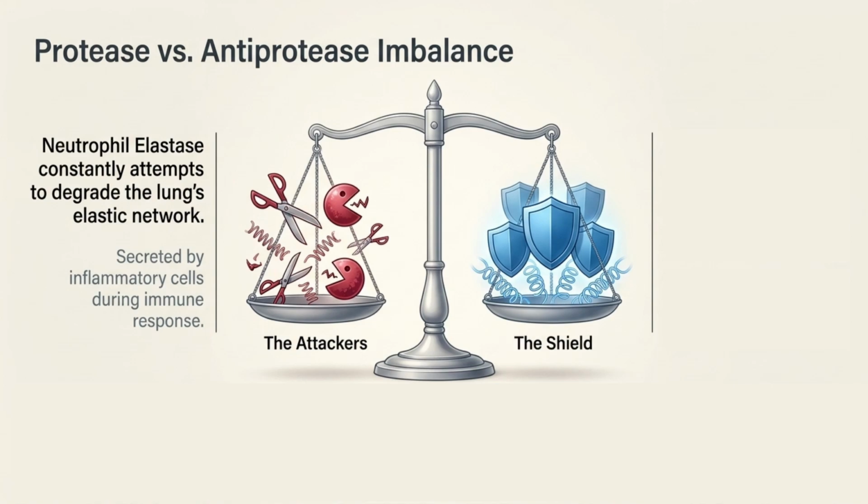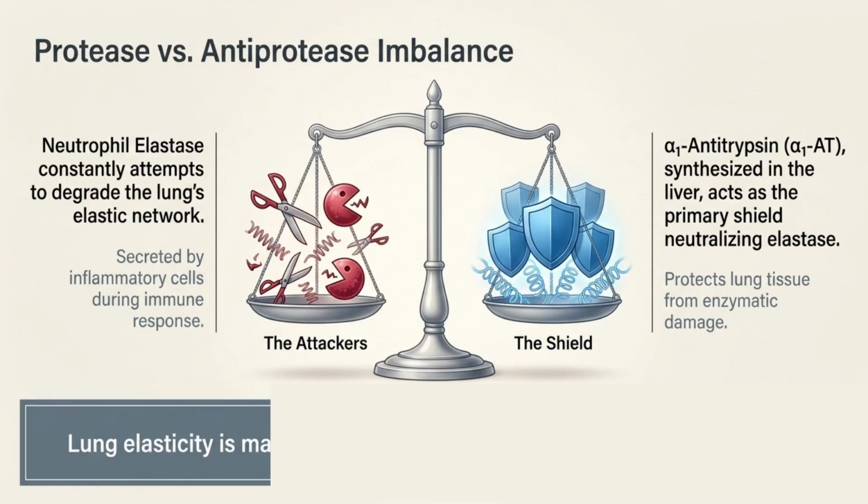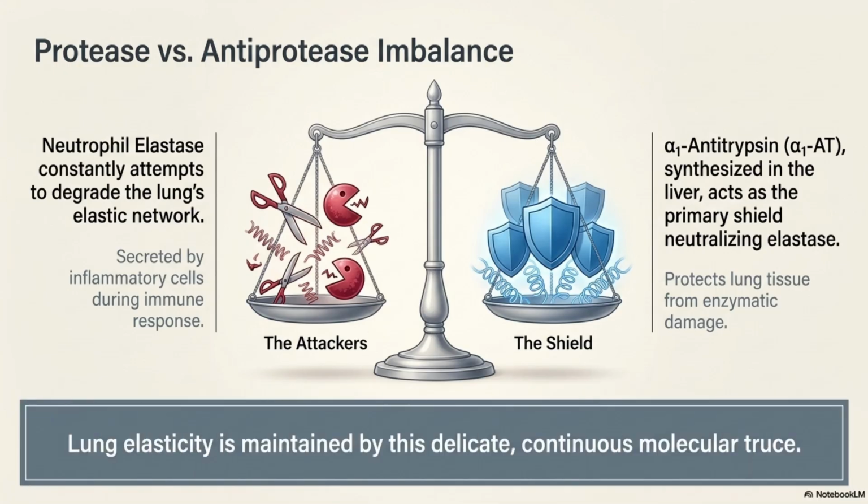On the right, we have the shield. This is alpha-1 antitrypsin or alpha-1 AT. It is synthesized in the liver and acts as the primary shield neutralizing elastase. It protects our lung tissue from enzymatic damage. In a healthy person, lung elasticity is maintained by this delicate continuous molecular truce.